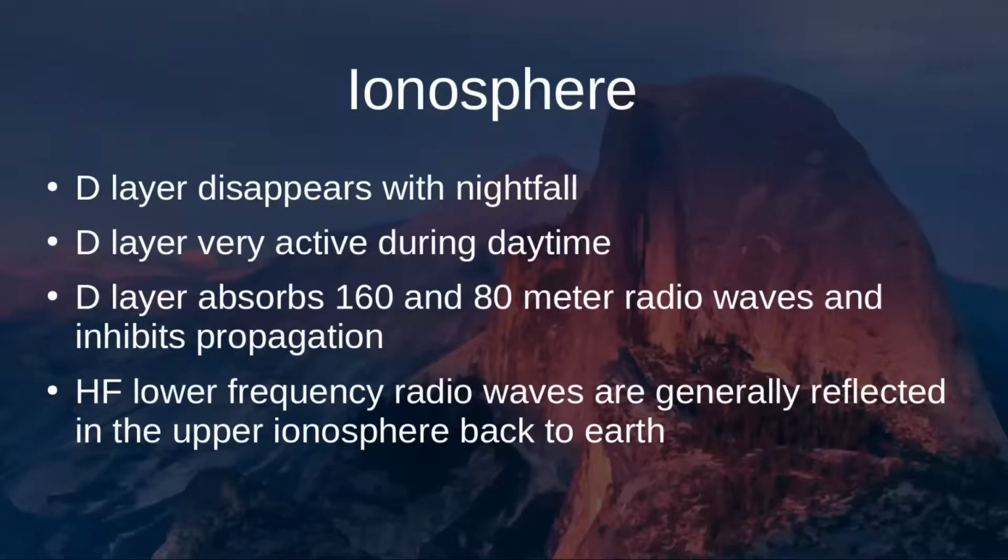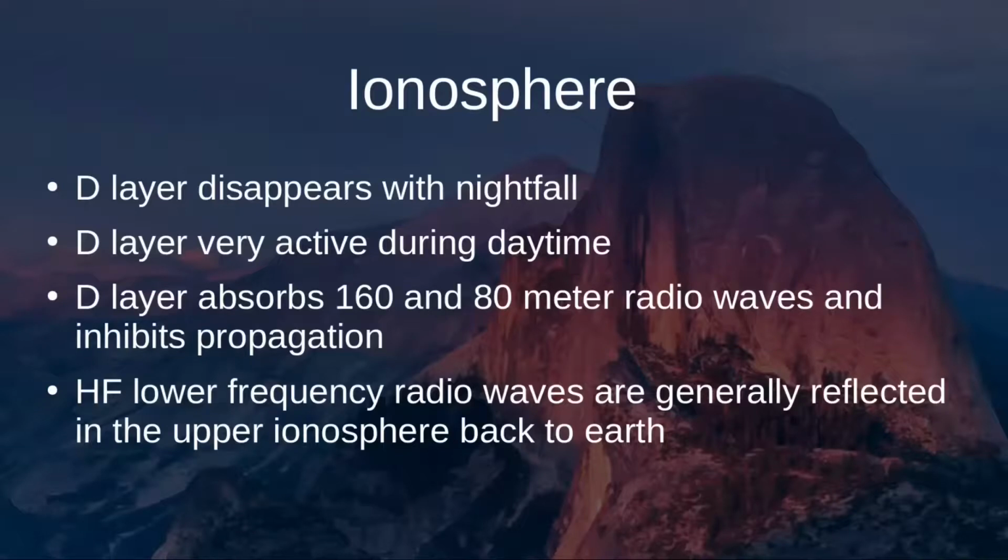As mentioned previously, the D layer of the ionosphere disappears with nightfall, but the D layer is very active during the daytime. The D layer absorbs the frequency and wavelength of around 160 and 80 meters, these radio waves, and inhibits propagation. So during the daytime, the D and E layers are active and they absorb the 160 and 80 meter band. So you're not going to get much activity on 160 or 80 meters during the daytime.